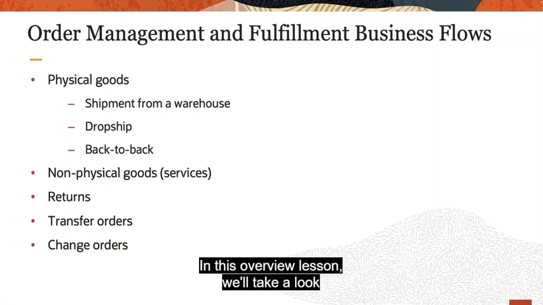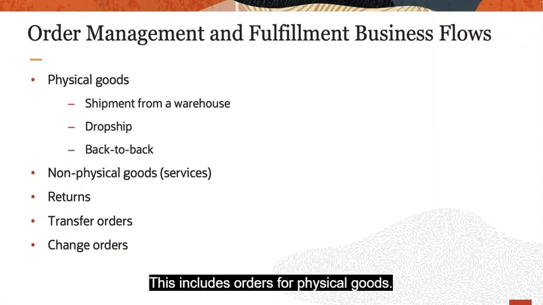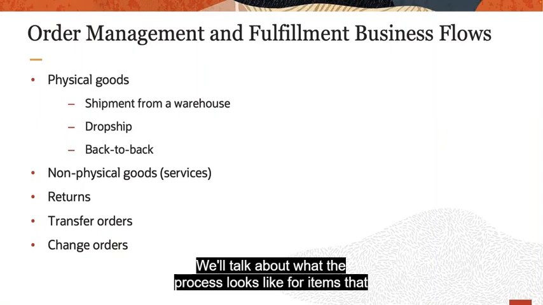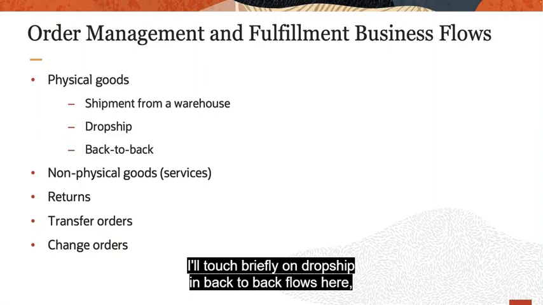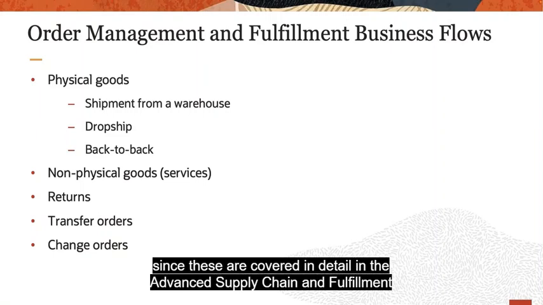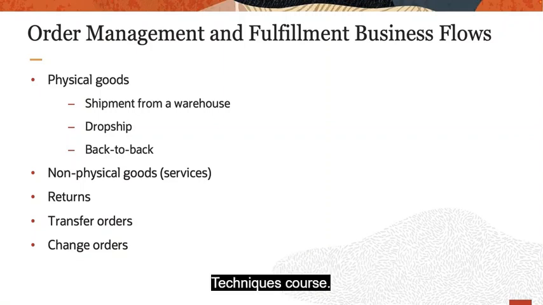In this overview lesson, we'll take a look at different types of orders you might come across. This includes orders for physical goods. We'll talk about what the process looks like for items that are shipped from the company warehouse. I'll touch briefly on dropship and back-to-back flows here, since these are covered in detail in the Advanced Supply Chain and Fulfillment Techniques course.